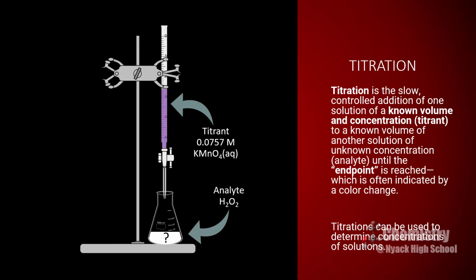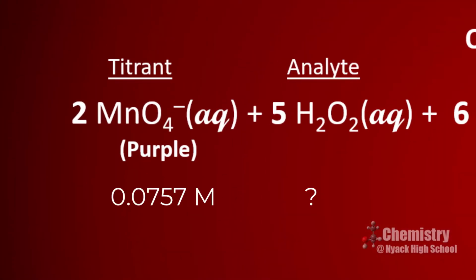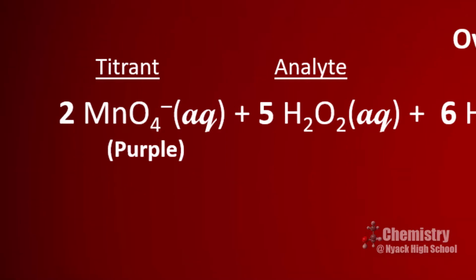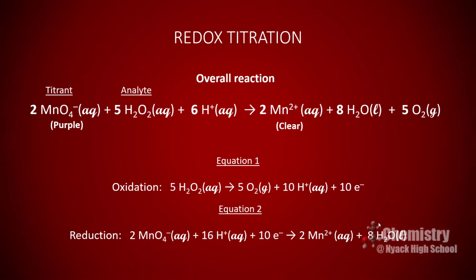The addition of the titrant to the analyte stops once the endpoint of the titration is reached, which is usually signaled by a color change of some sort. In our titration, we will add a certain amount of a solution of 0.0757 molar potassium permanganate to a solution of hydrogen peroxide of unknown concentration. The permanganate ions will react with hydrogen peroxide to produce manganese 2+ ions. All redox reactions consist of simultaneous oxidation and reduction reactions shown below. These reactions show the oxidation of hydrogen peroxide and the reduction of permanganate. Because the permanganate and manganese 2+ ions have different colors, the endpoint of the titration is signaled by the appearance of a pink solution.